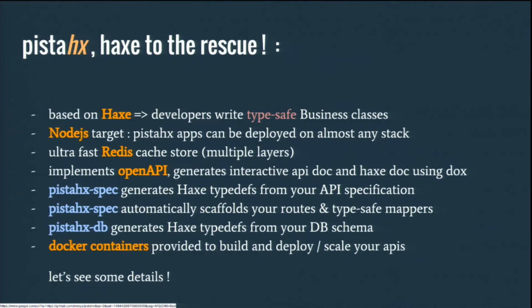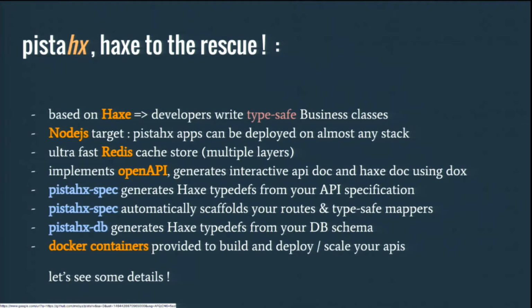Pistahx also uses Redis at its core as an ultra fast cache store and implements multiple layers of caching within the framework. It also implements a specification called OpenAPI, which was formerly called Swagger. Maybe some of you know it already. It's a great specification for APIs.